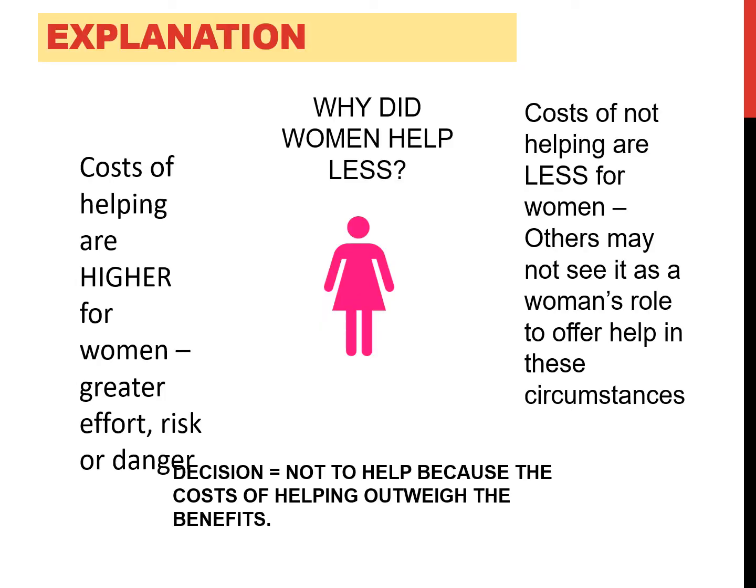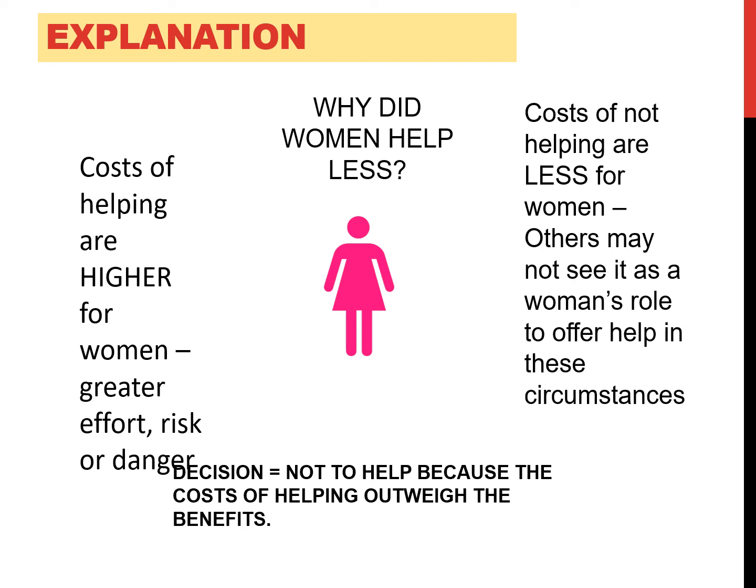Now, this is a possible explanation for why women help less and men help more. It's because for women, the cost of helping is higher compared to the cost of not helping. So for example, the cost of helping would be, if a woman is helping a drunk victim, we have to put in more effort because we're not strong enough to help a man get back up to his feet. And then there's the risk of danger because of the nature of women compared to men.